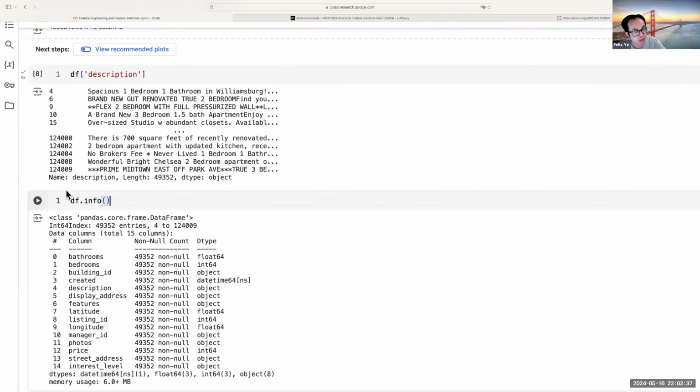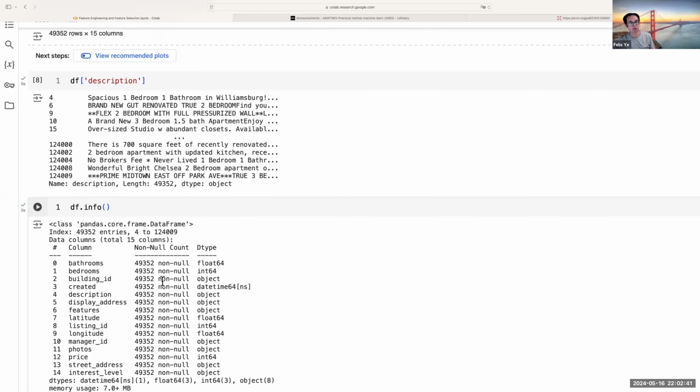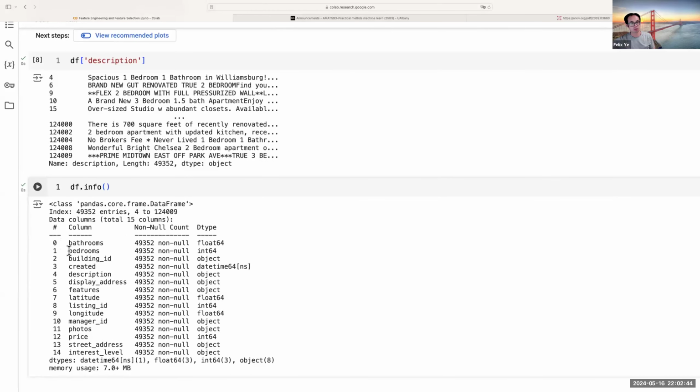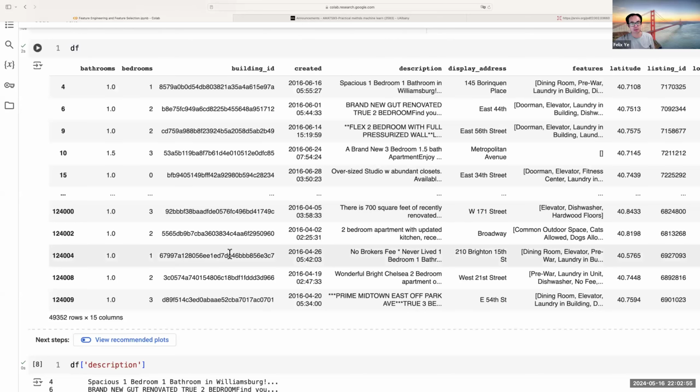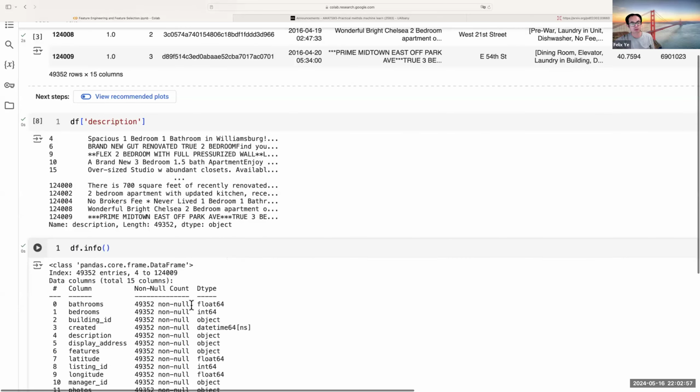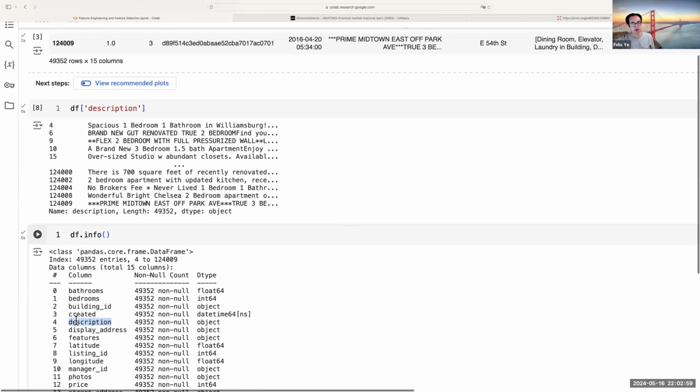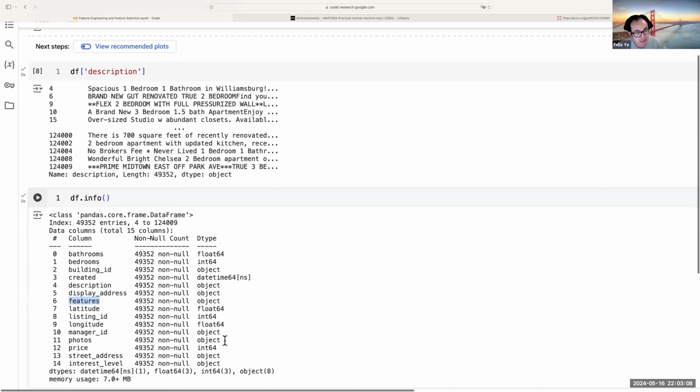Okay, we can use df.info to find out this information. You will see bedrooms are float, integer, and there is a time feature, which is datetime. Also you have object features. They are all strings, which means the data type is object.